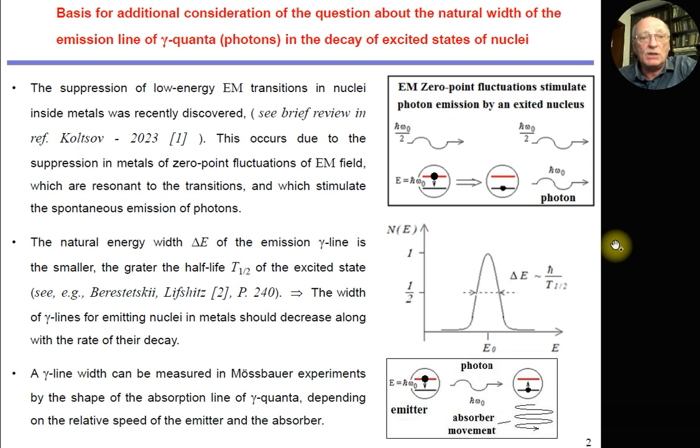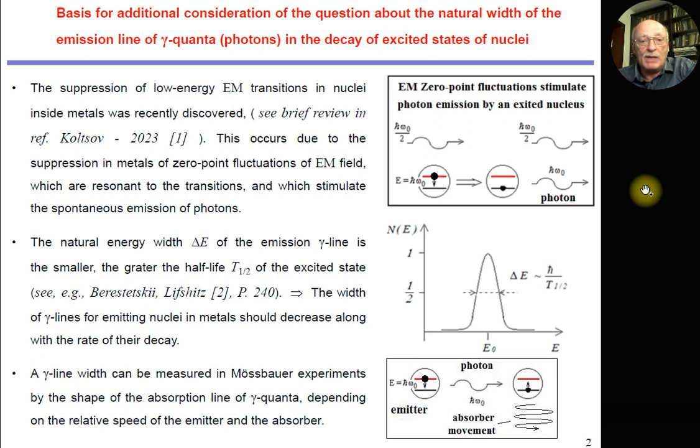The basis for additional consideration of the question about the natural width of the emission line of gamma quanta or photons in the decay of excited states of nuclei is as follows. The suppression of low energy electromagnetic transitions in nuclei inside metals was recently discovered. This occurs due to the suppression in metals of zero-point fluctuations of the electromagnetic field which are resonant to the transitions and which stimulate the spontaneous emission of photons.